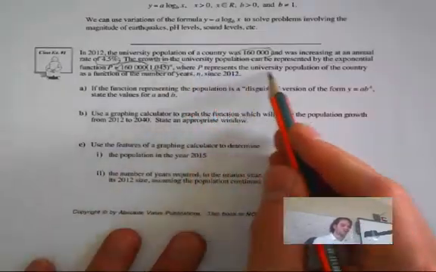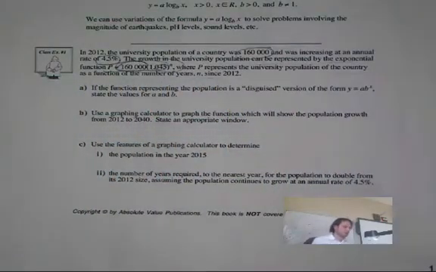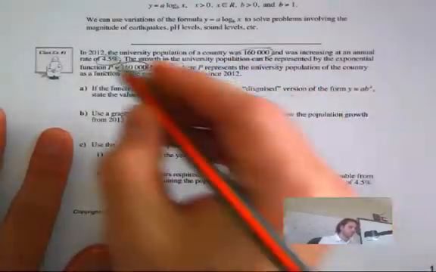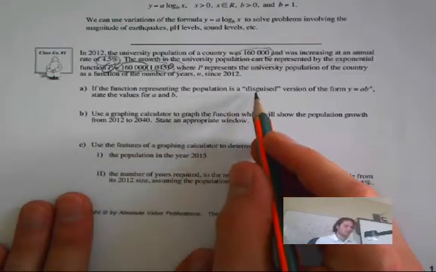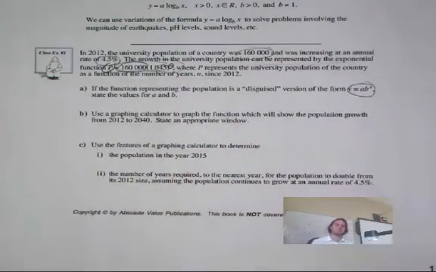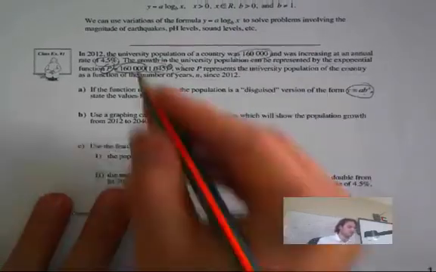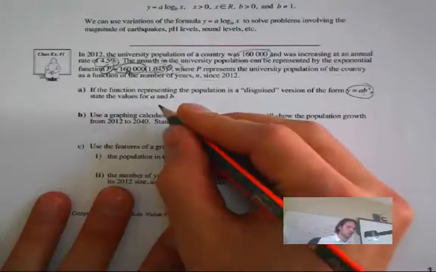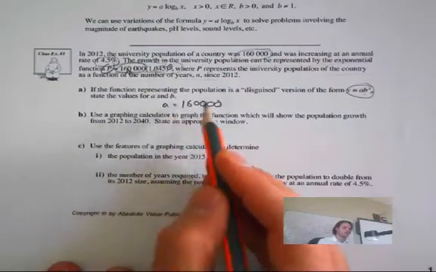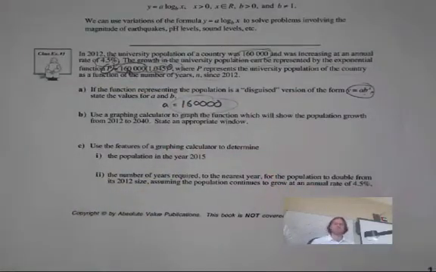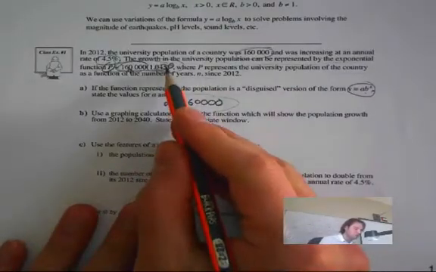Okay, so now P represents the university population of the country as a function of the number of years N. Perfect sense, okay? N is the number of years, P is my population. So the function representing this is disguised as this function. It's like in a little disguise, it's really that function. Well, what is the A and B value of that function? Well, this initial population, A, is equal to 160,000. That is my A value. Why? Because that's kind of my y-intercept, isn't it? That's my initial population. That's my y-intercept. That's the A value.